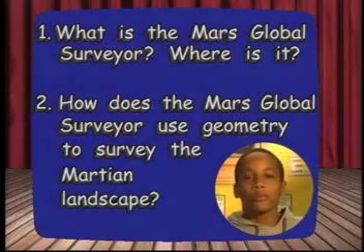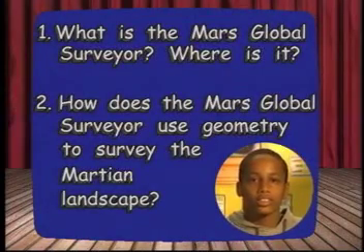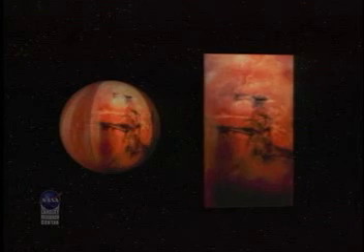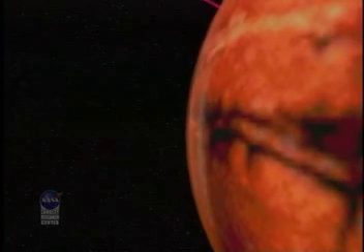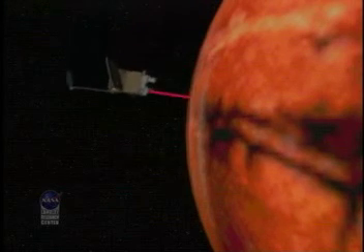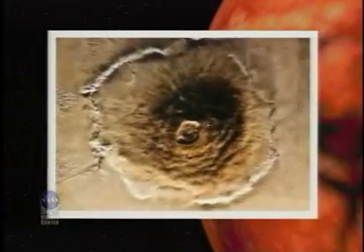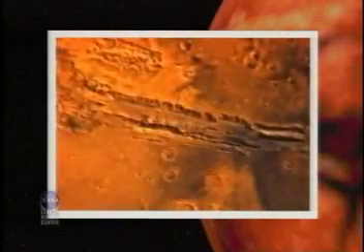What is the Mars Global Surveyor and where is it? How does the Mars Global Surveyor use geometry to survey the Martian landscape? The Mars Global Surveyor is a spacecraft that is in orbit around Mars. Its purpose is to take pictures of Mars, to measure the temperature of the surface and the atmosphere of Mars, and to bounce laser signals off the surface of Mars to precisely determine the shape of Mars.